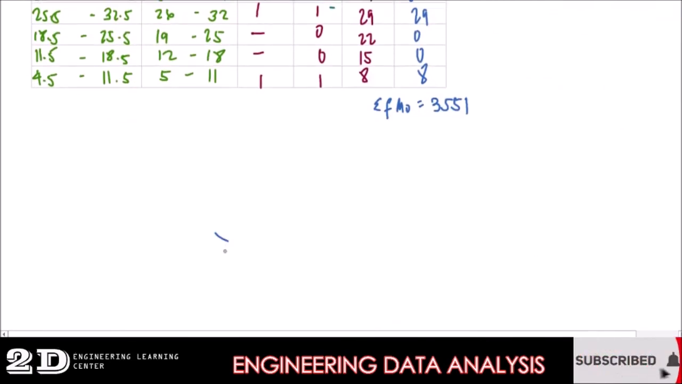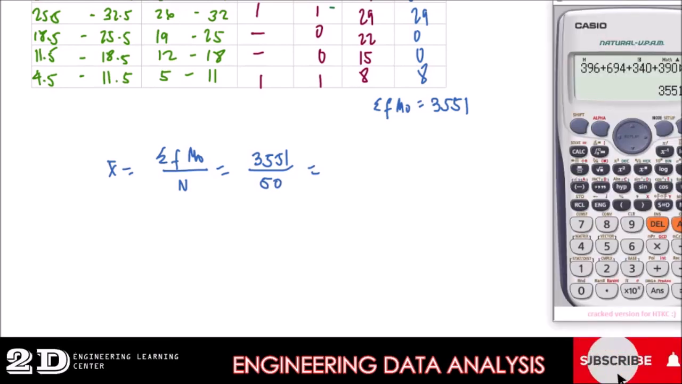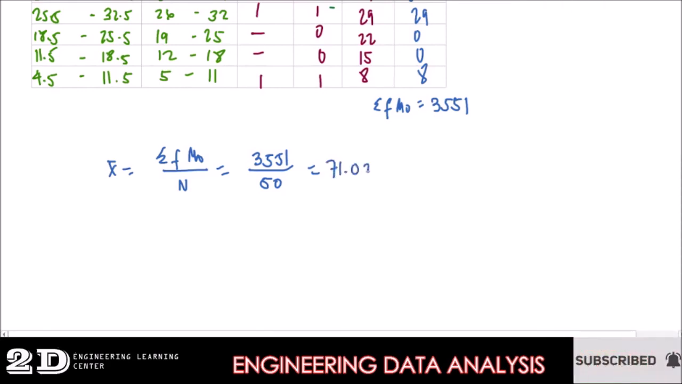Okay, now we will go to computing our mean. Our mean is equal to the summation of the frequency times the midpoint over the summation of frequency, or the total number of data. So we have 3551 over 50. Let's have that in our calculator. We just divide 3551 by 50, and that is now equal to 71.02. This is now our mean.